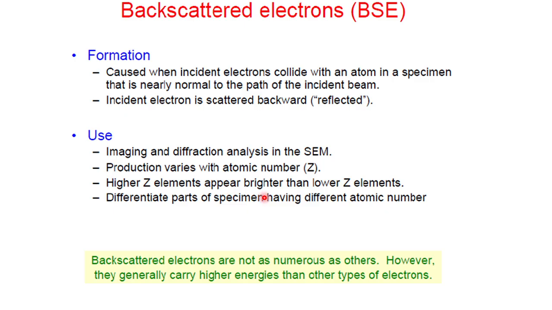Higher Z elements appear brighter than lower Z elements. That means whenever the element is heavy, there is a much greater chance of scattering a large number of electrons. In that way, it is creating a higher electron flux and you will get a much brighter image.